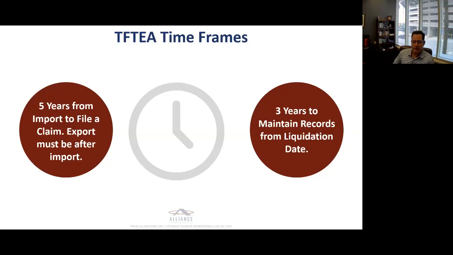Now, eventually, you're either going to run out of time or run out of imports. But those Section 301 imports will continue to feed a drawback program well into the future, even if Section 301 goes away tomorrow.